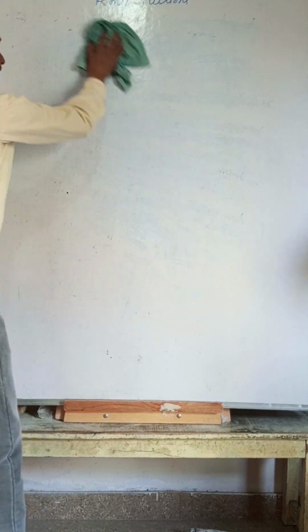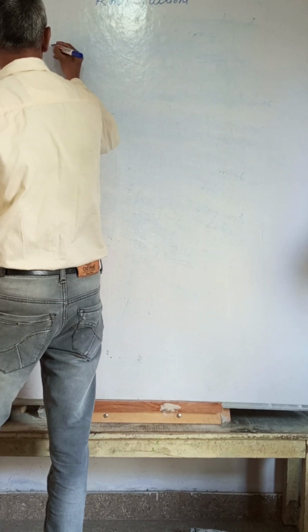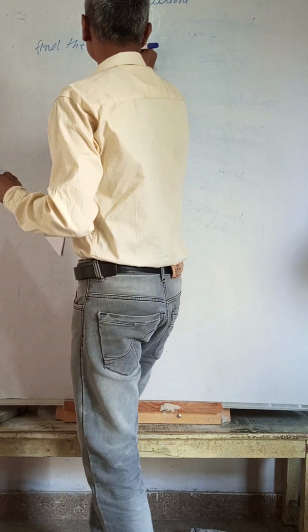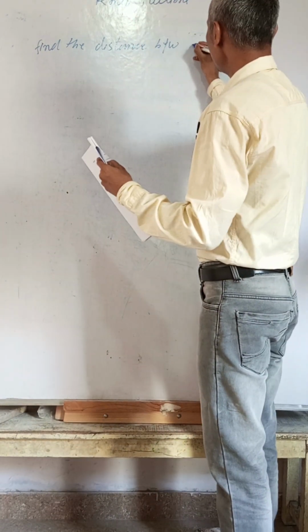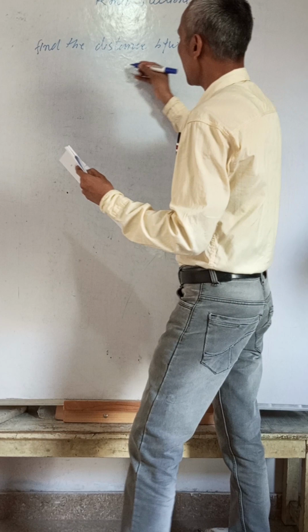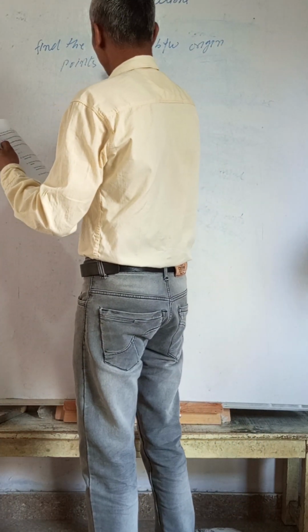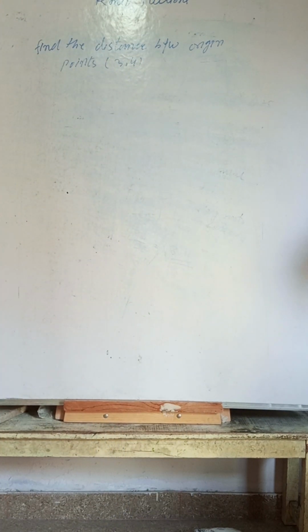Next question. Find the distance between the origin and the point. The point given is (3, 4), and we are asked for the distance. So now, the distance between the origin and the given point.